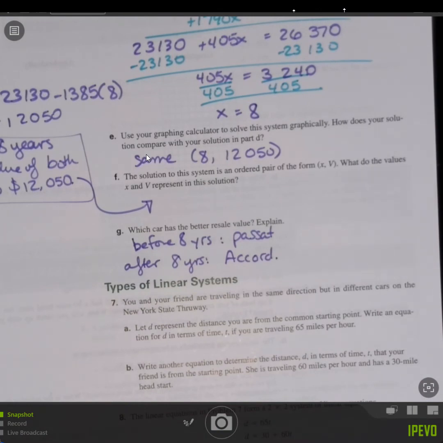If you're going to sell it before 8 years, the Passat is the better resale. But if you're going to sell it after you've had it for 8 years, you would want to sell the Accord. Okay.